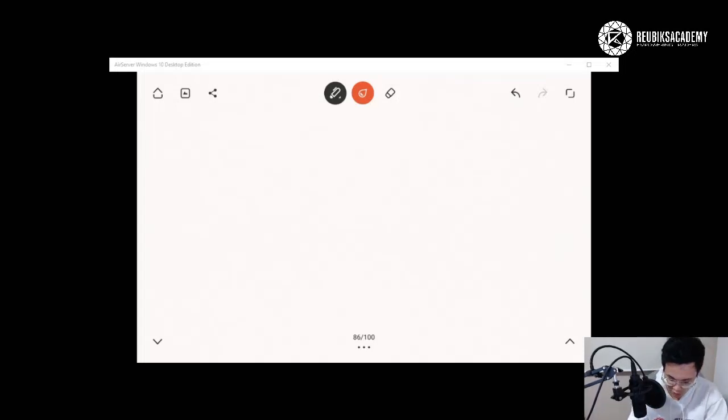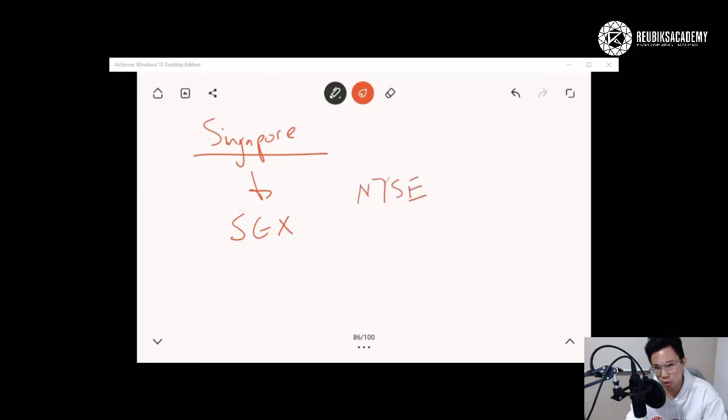Now first of all, you have to understand that there are different stock exchanges in the world, right? Like for example, in Singapore we have what we call the SGX, the Singapore Stock Exchange. Then we have the NYSE, which stands for the New York Stock Exchange. Then at the same time, in the United States, you also have this thing called the NASDAQ, which is also a stock exchange.